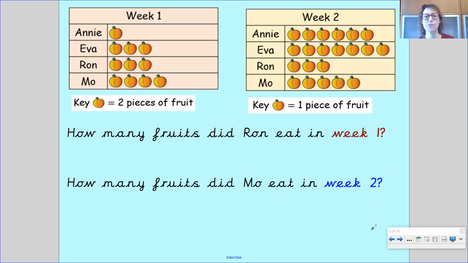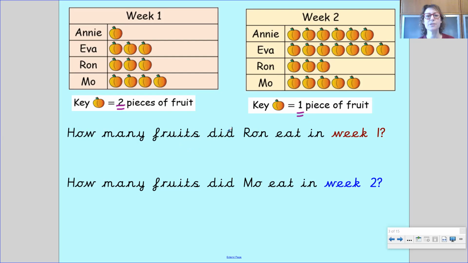Right, now, this one's really here to trick us. Just very carefully look at what the difference between the two chart pictograms is. And although the picture is the same, this one here is 2 pieces of fruit, and this one here is only 1 piece of fruit. So when we're looking at this one here, week 1, we count in twos, but when we're looking at week 2, we just count in ones. That's really confusing. That's why it's really important, and I'm going to keep telling you this again and again, it is really important to always check the key.